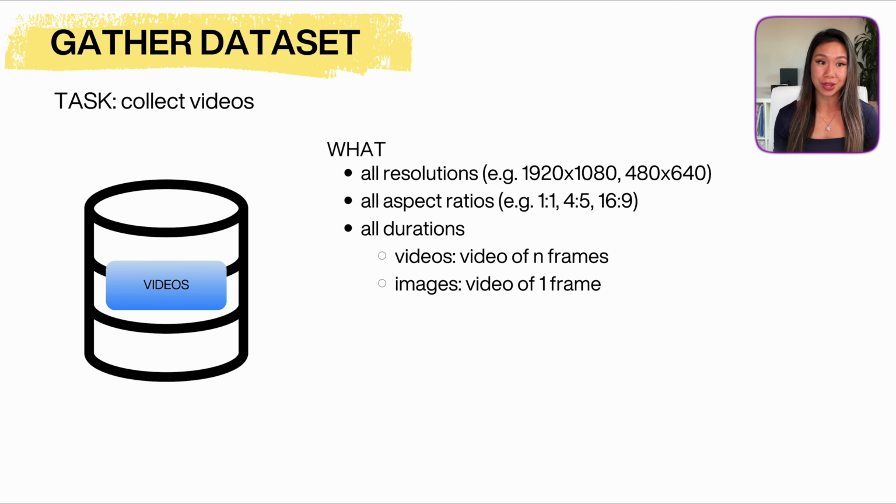First up is gathering a data set. We're training a video generator, so we gotta collect videos to train with. Lots and lots of them. And there's no limit to the type of videos that are being collected. We're talking all resolutions, all aspect ratios, all durations, 1 second, 1 minute, 1 hour. Therefore, that also includes images. Images are technically a video of 1 frame. So overall, in your dataset collection, you're going to have videos and images of all shapes and sizes and resolutions.